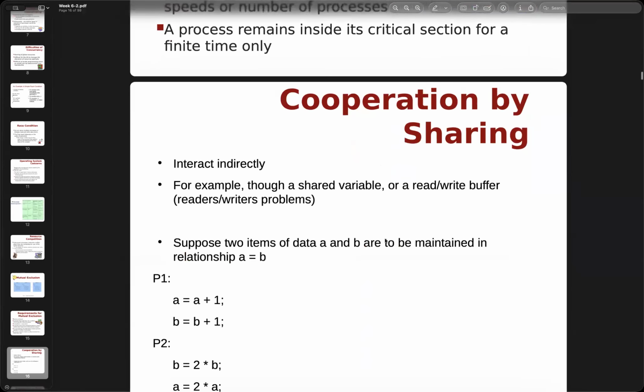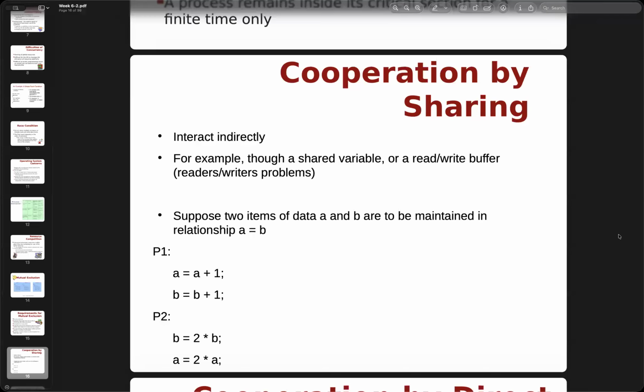Okay, and we talk about cooperation by sharing. If you remember, that is the indirect interaction part. For example, shared variables. If we have a read-write buffer with a writer, there is a problem; later we will show what the problem is. Suppose two items of data, A and B, that must maintain a relationship like A equals B. If we do A equals A plus one, B equals B plus one, then B equals two times B, and A equals two times A, like this.